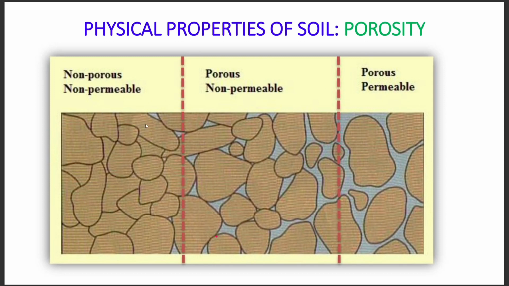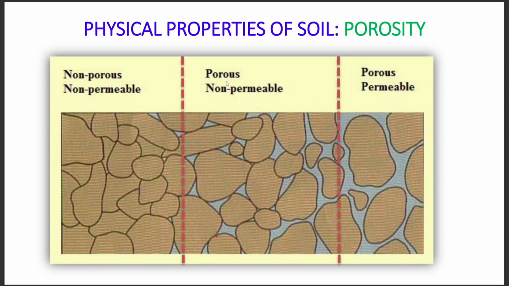So this is non-porous, mainly you cannot see a good amount of pores. This could be a pore, this could be a pore, but these are very few, so they are non-porous, and no water or air could pass through that area, so this is non-permeable.